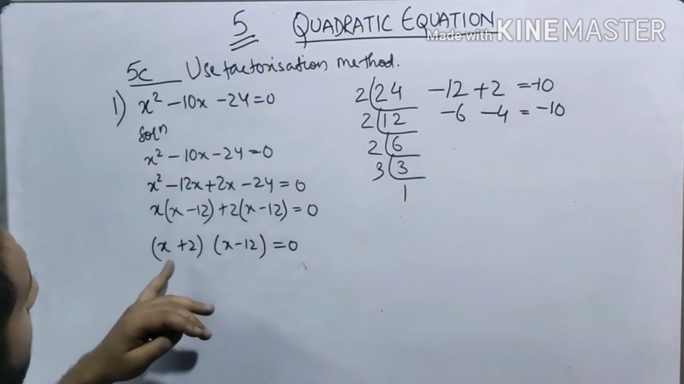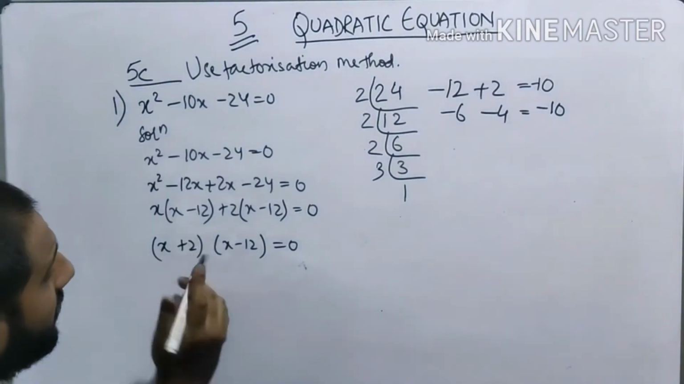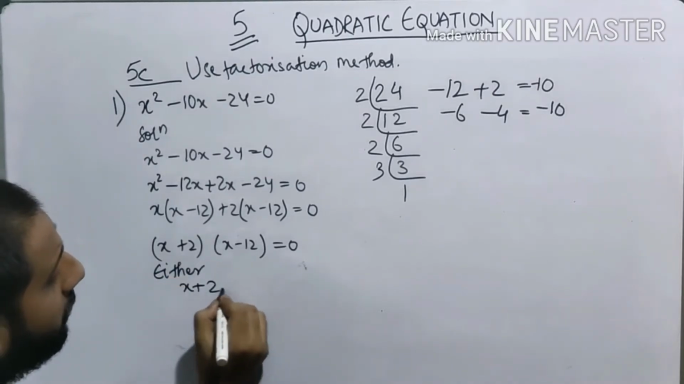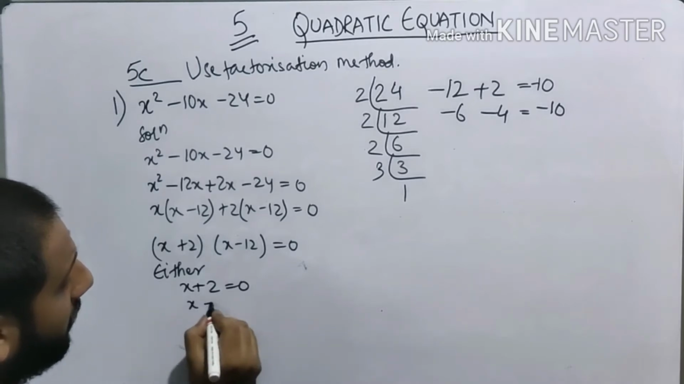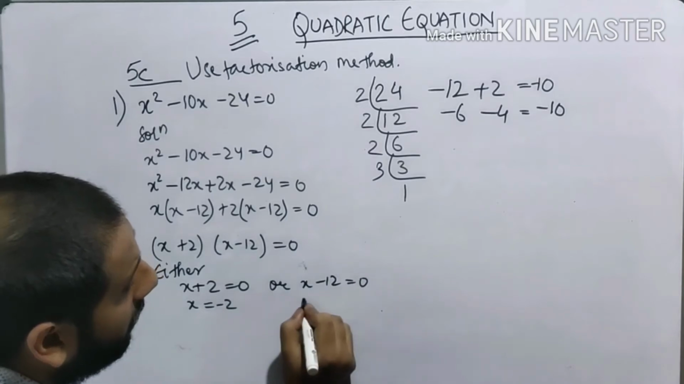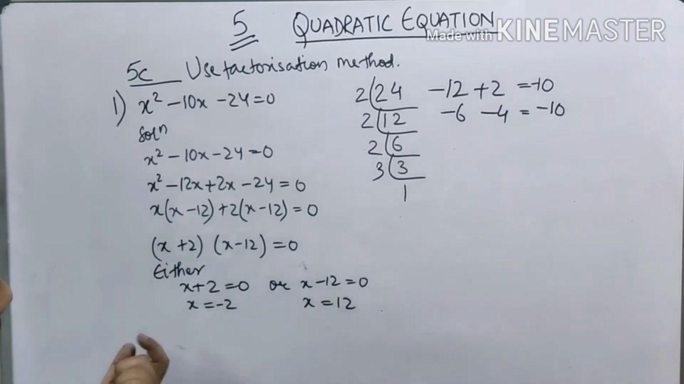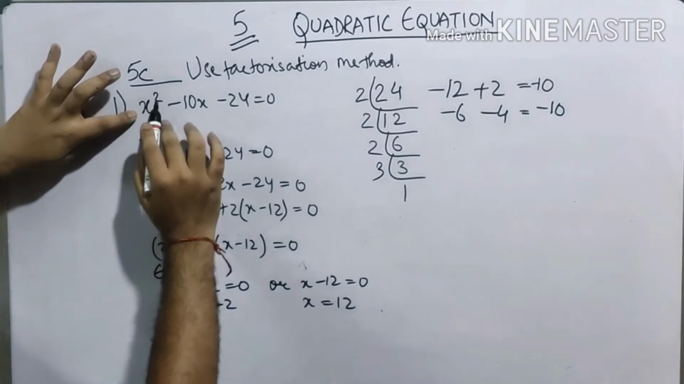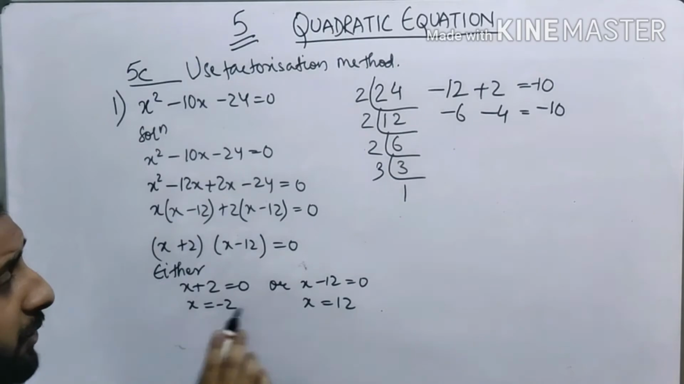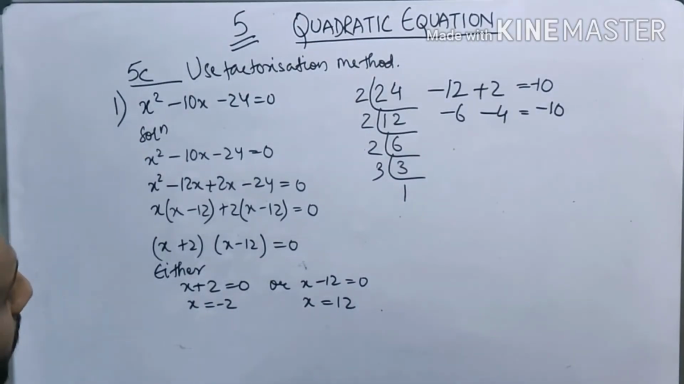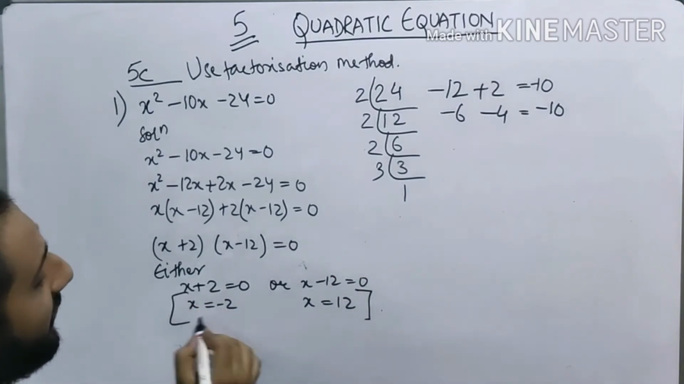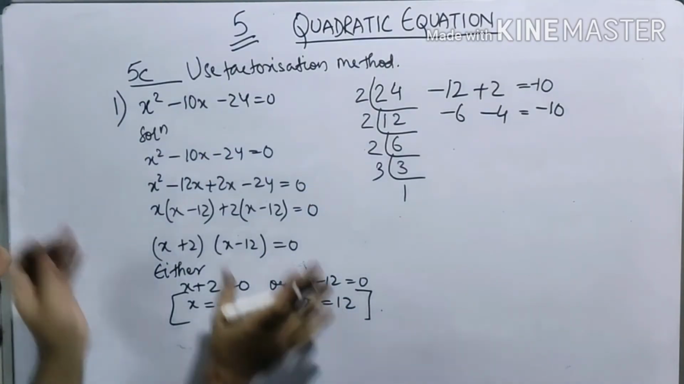Whenever you have this kind of problem, either x + 2 = 0, so x becomes -2, or x - 12 = 0, so x = 12. I told you the degree of the variable is 2, so you'll have 2 answers: x = -2 or x = 12. These are the solutions, or you can say the roots of this equation. This satisfies the equation.